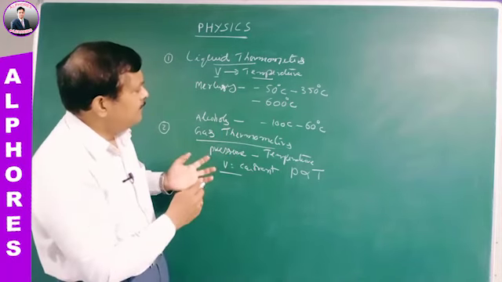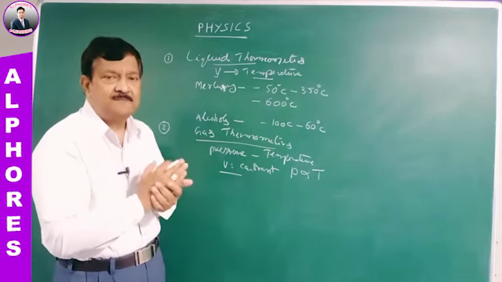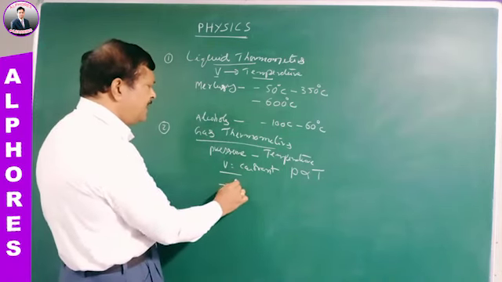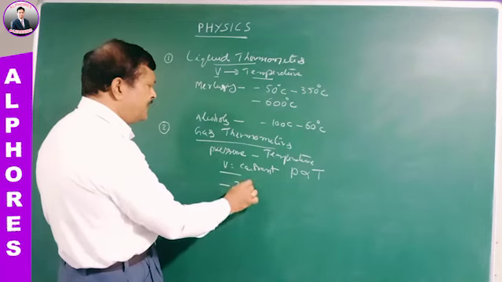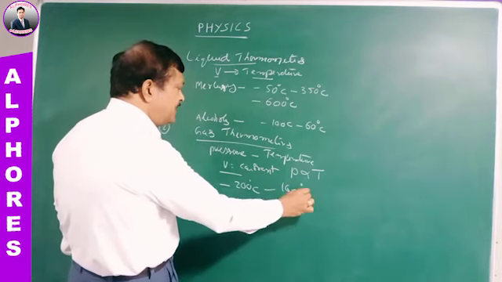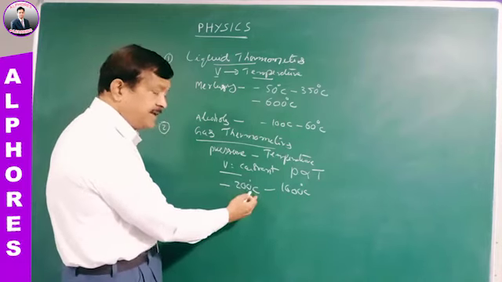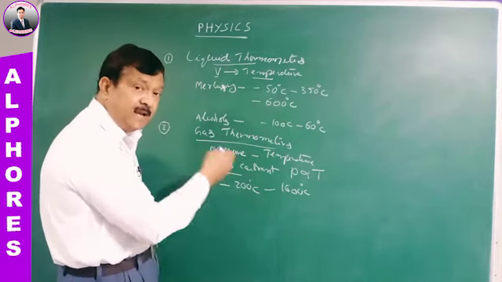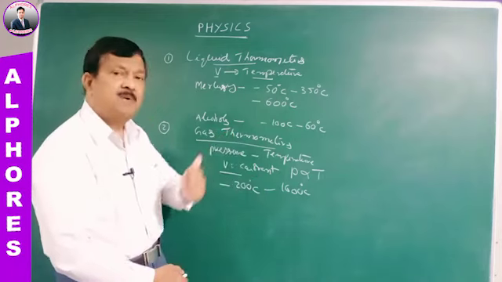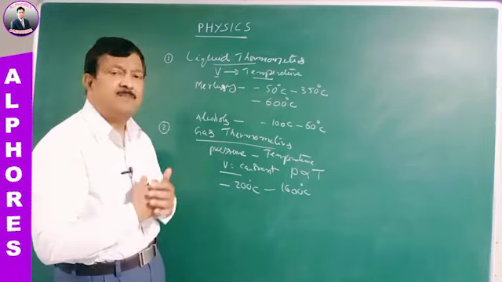Now, when compared with the liquid thermometers, gas thermometers have some advantages. The advantage is that we can use the gas thermometers to measure very low temperatures around minus 200 degrees centigrade up to a high temperature around 1600 degrees centigrade also. So the range is very high, ranging from minus 200 degrees centigrade, or sometimes minus 250, depending upon the gas you are using, up to 1600 degrees centigrade. So the range of gas thermometers is very wide when compared with liquid thermometers.